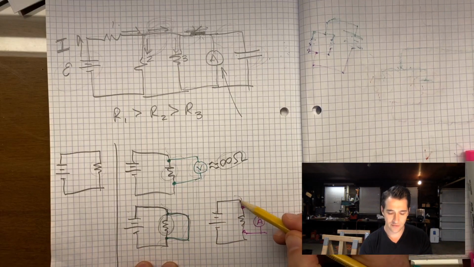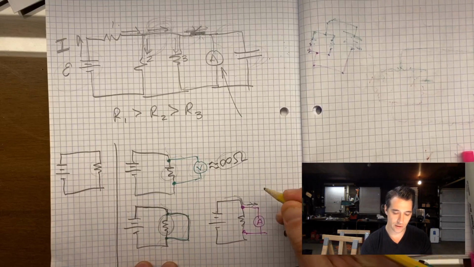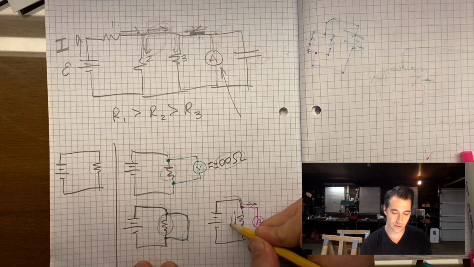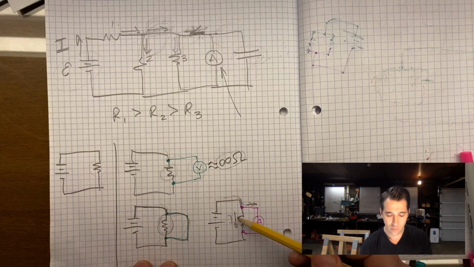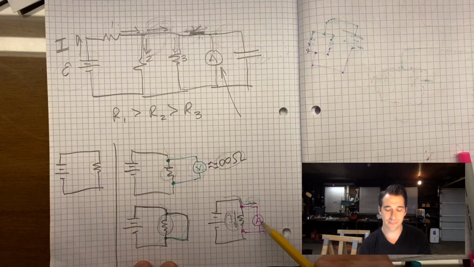Well, some of the current would be going here, and then we have a fork, a junction. Some current would go through the ammeter. Some current would go down through the resistor. We want to know what this is, and we don't want to steal any of it through the ammeter.